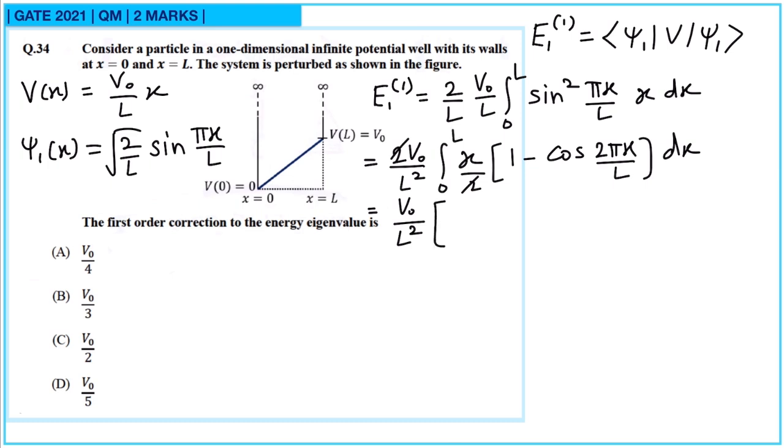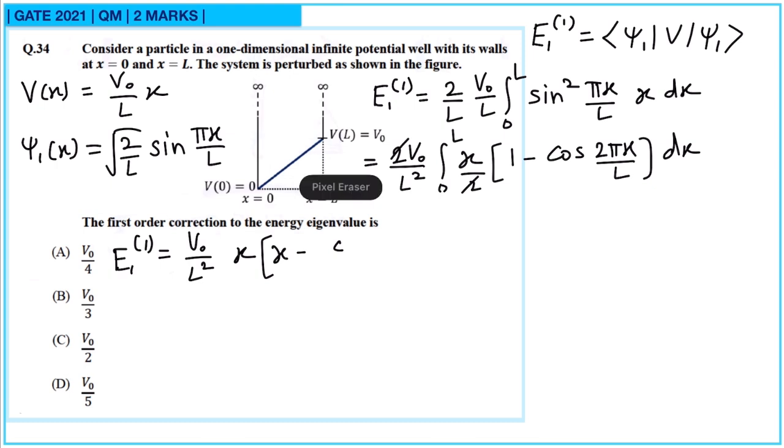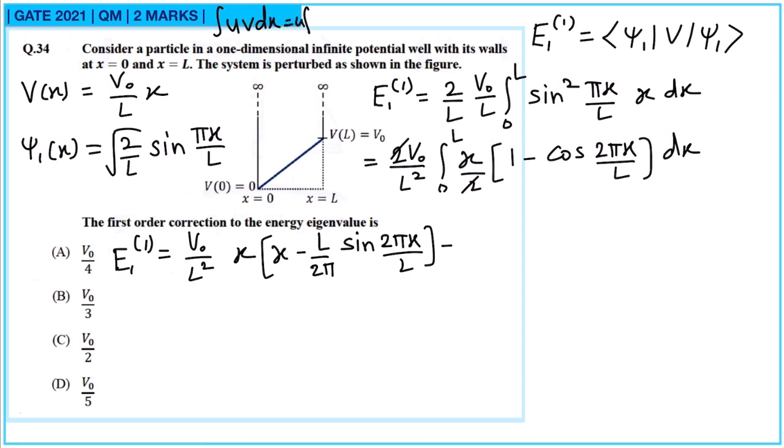So let me write here E1^1, this is equal to V naught by L square. First function is x, and integration of the second function, that is 1 minus cos 2 pi x, it will become x minus sine 2 pi x by L upon 2 pi by L, minus integration of this. So I am using this: integration of u v dx is equal to u into integration of v dx minus integration of integration of v dx into du by dx dx. I am using this. So now here we have minus of integration of this bracket term.